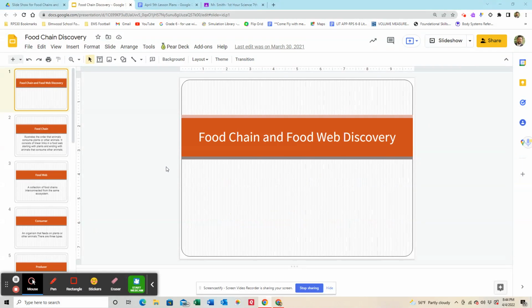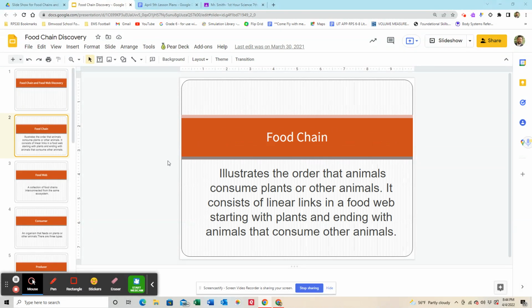And so what I'll do is I'll give you an example of that. But before we do that, let's learn about food chains again. Food chains illustrate the order that animals consume plants or other animals. It consists of linear links. Remember those linear links we went over that you hopefully got correct in your quiz today.